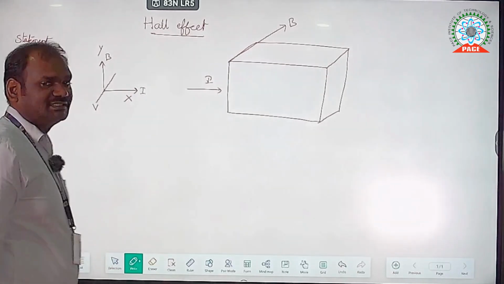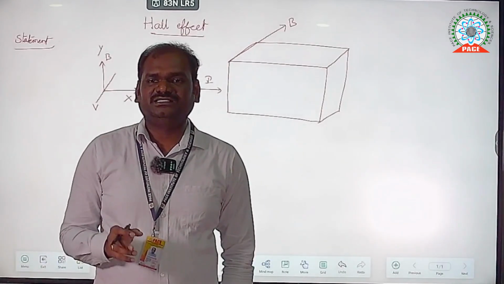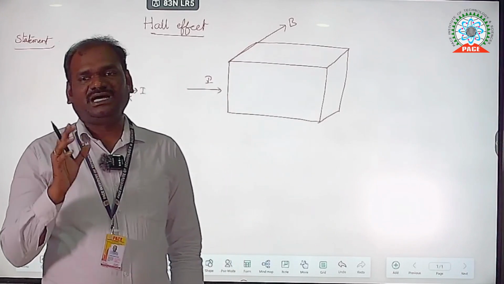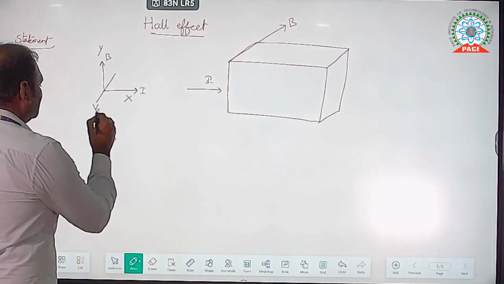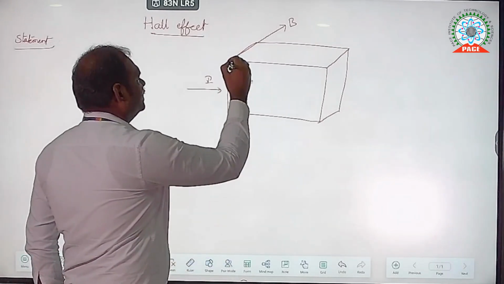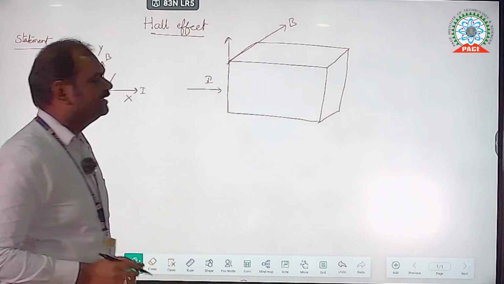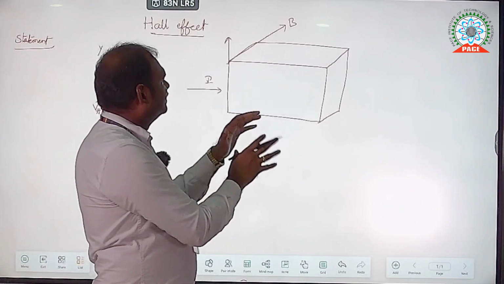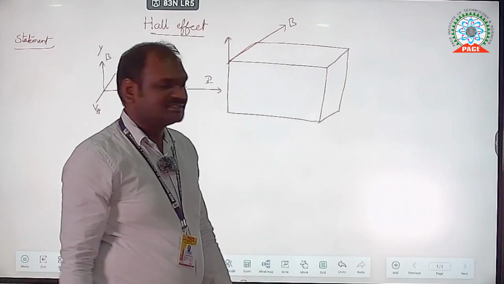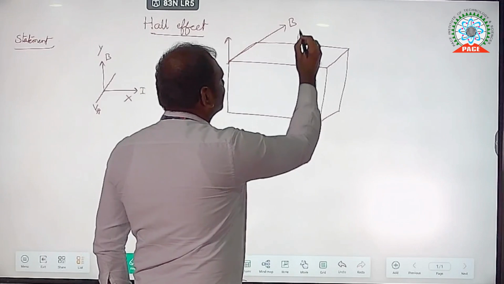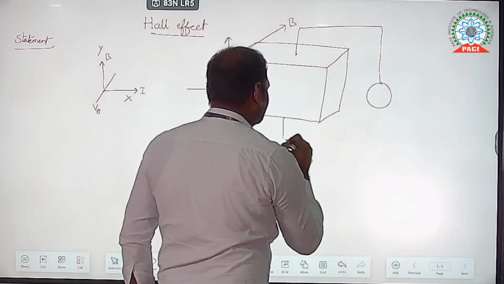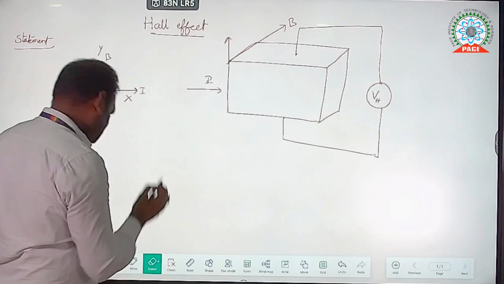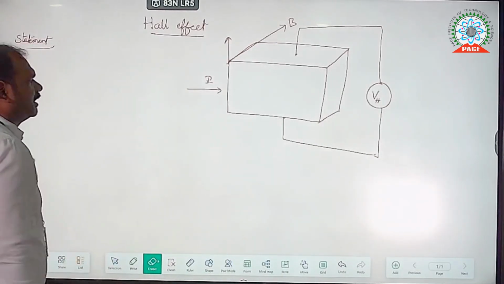The potential difference developed is called the Hall voltage, and this effect is called the Hall effect. That potential difference is in this direction, so it is developed between the top surface and the bottom surface. It can be measured by connecting a voltmeter between the top surface and the bottom surface.